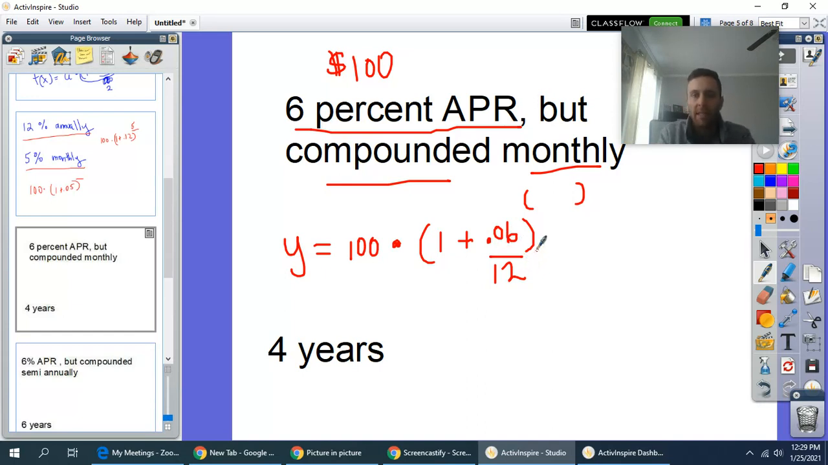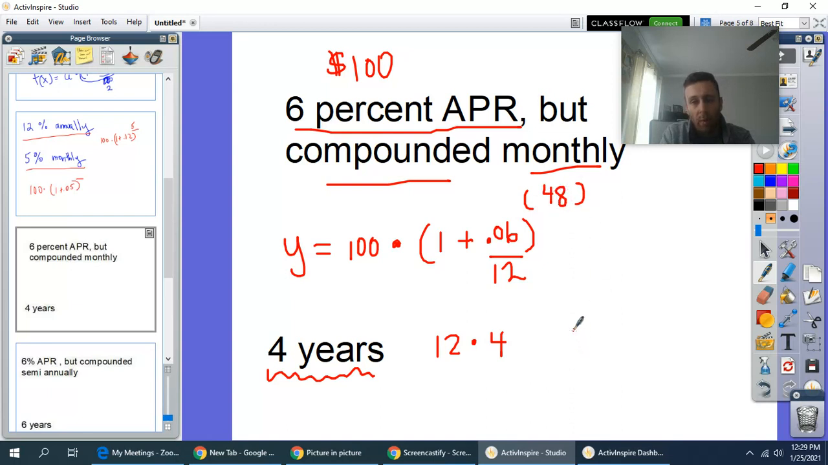Well, let's think about this. If I tell you that there are 4 years, well, we're doing it every month. There's 12 months in a year times the 4 years. So up here is going to be 12 times 4, or 48.